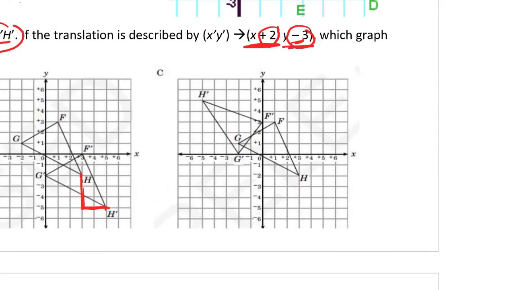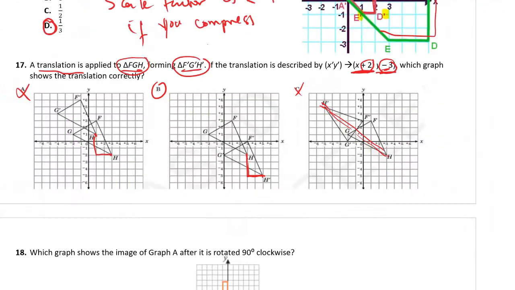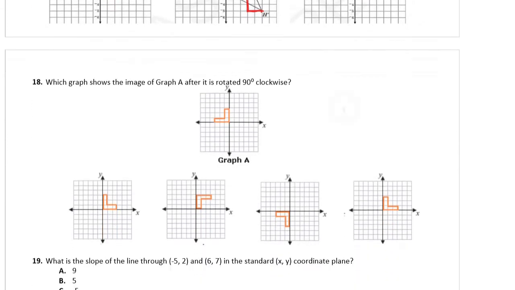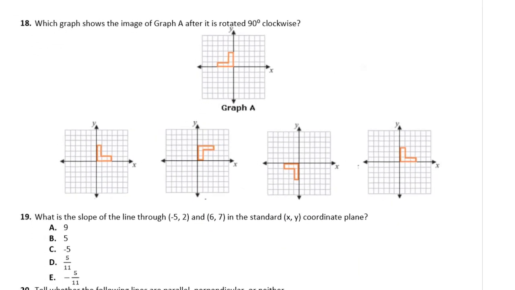Let's check the other one is not correct. H. Here, I'm just reflecting it. That is not correct. I'm not going that way. This is like a reflection across the y equals negative x. So that is not correct. So the only one that matches is this. I don't think it's a hard problem. Number 18 is not hard either.